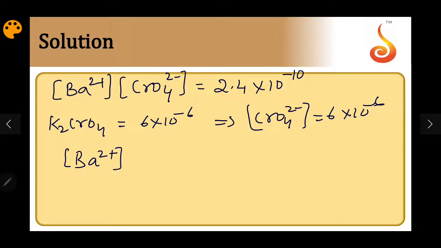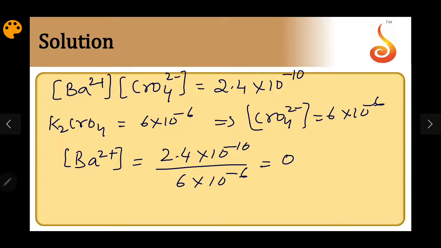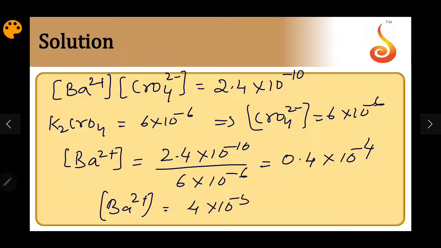Ba2+ is equal to 2.4 × 10^-10 divided by 6 × 10^-6. So this will become 0.4 × 10^-4, or the maximum allowed barium concentration will be 4 × 10^-5. Anything above this value, there is a precipitation of barium chromate.